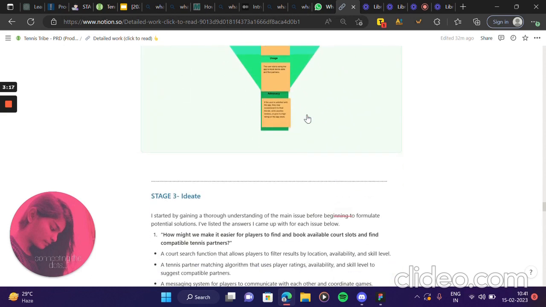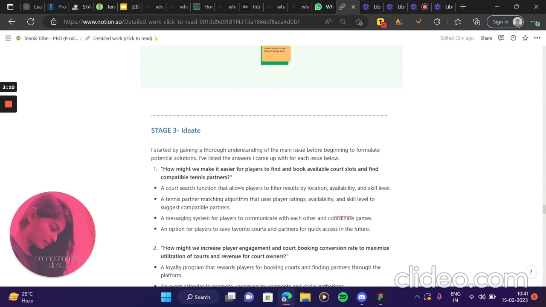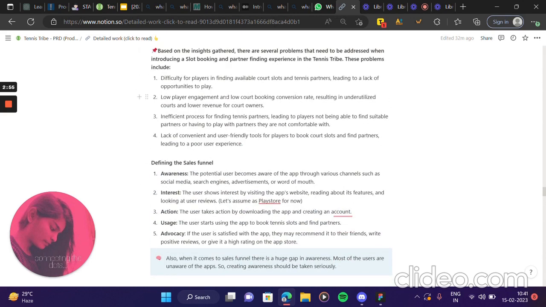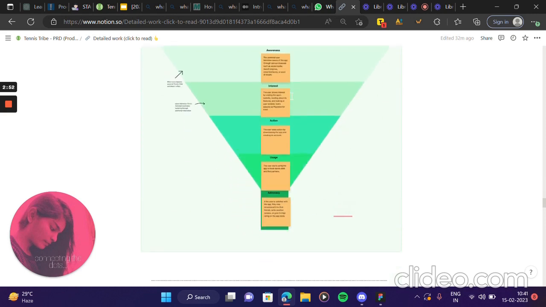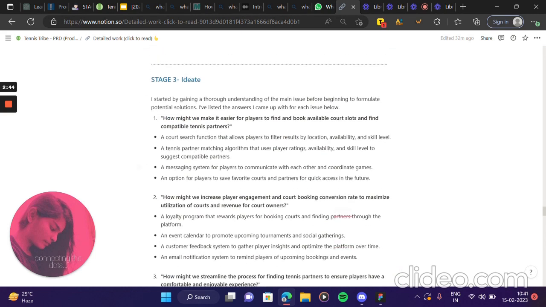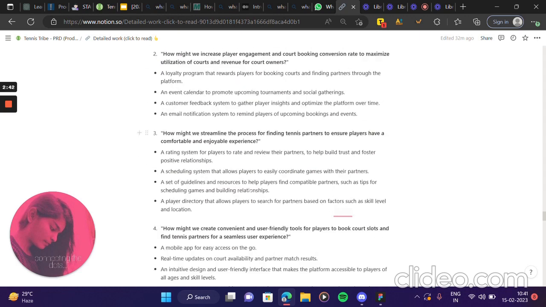And after that, I moved to stage three, ideate. So here I've ideated how to solve these problems first. I started with how might I solve all the problems I've defined over here, like difficulty for players in finding available courts and slots, and a court search function that allows players to filter results by location, availability, and skill level. I came up with multiple solutions here, and I've mentioned them.